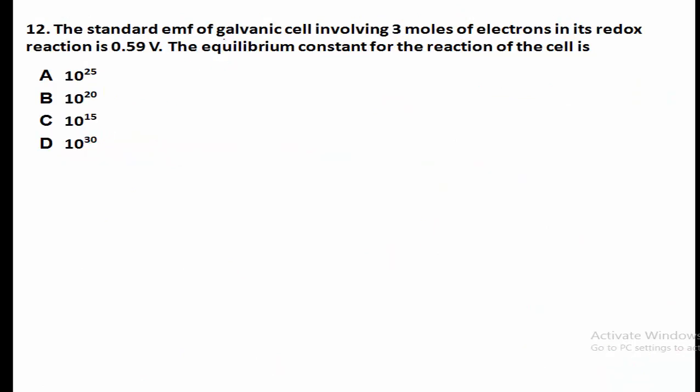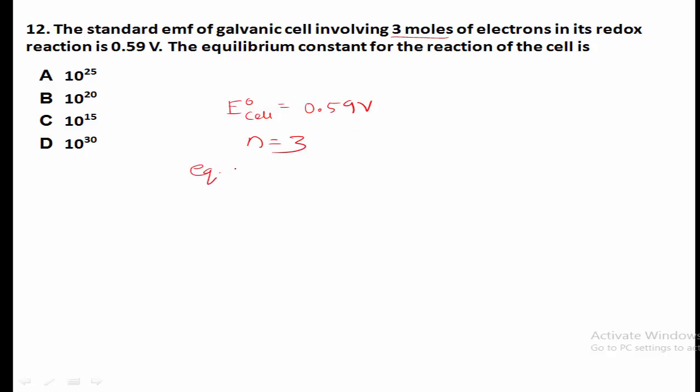12th one: the standard EMF of a galvanic cell involving 3 moles of electrons in its redox reaction is 0.59 volt. The equilibrium constant for the reaction of the cell is... So a simple one, what have they given? E naught cell is equal to 0.59 volt. And n is equal to 3 moles of electrons, so n is equal to 3. Then you need to find the equilibrium constant.